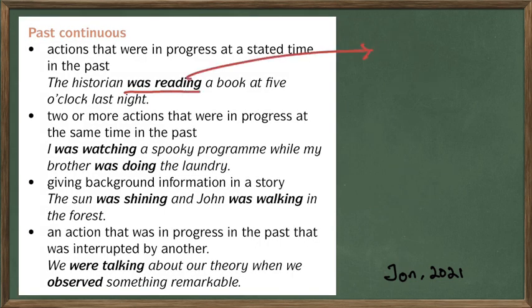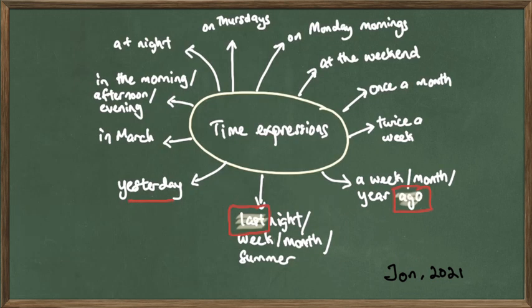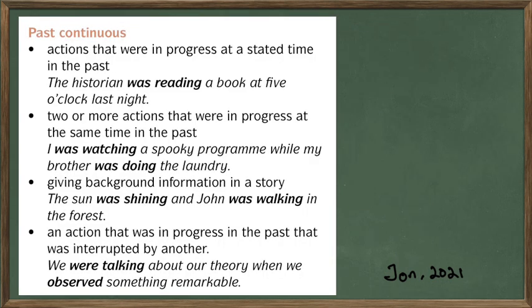Right, now the next element of the past tense will be the past continuous. So when do we use the past continuous? We use the past continuous for actions that were in progress. So tindakan atau kelakuan yang berlaku at a stated. Stated here means dinyatakan. Pada satu masa yang telah dinyatakan.